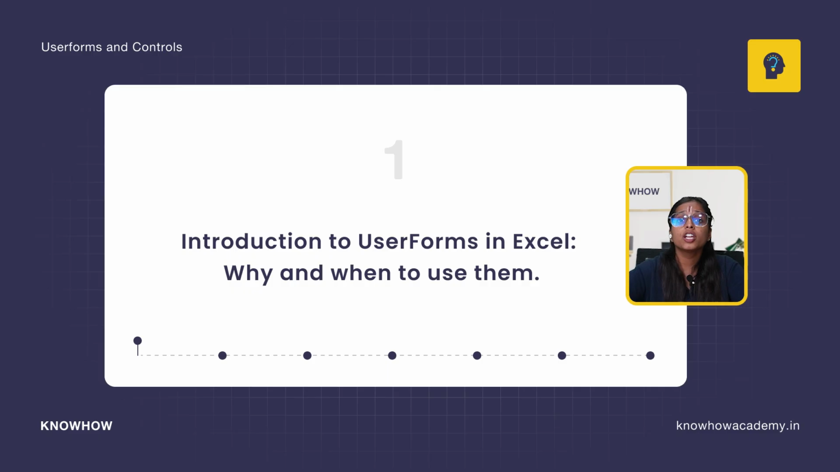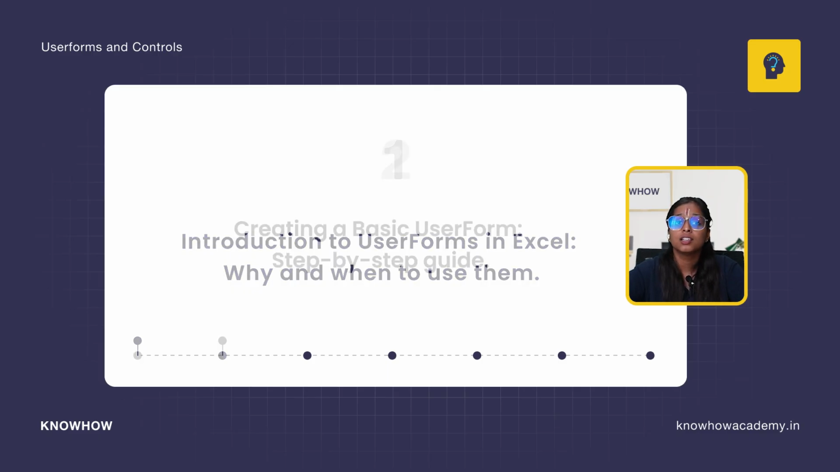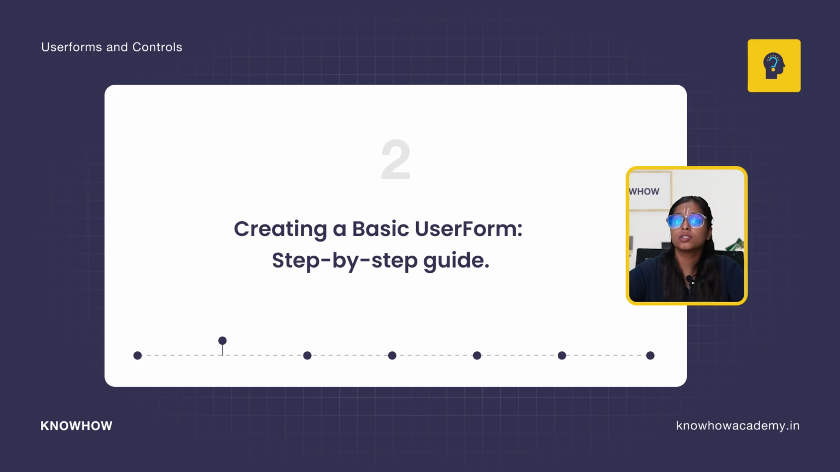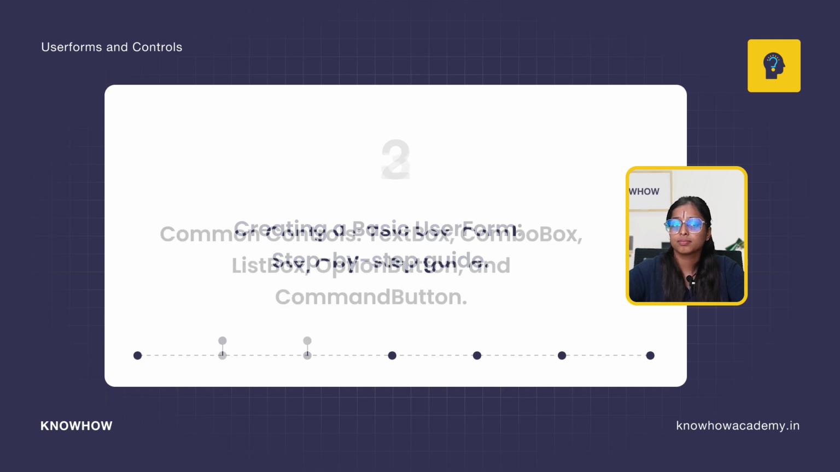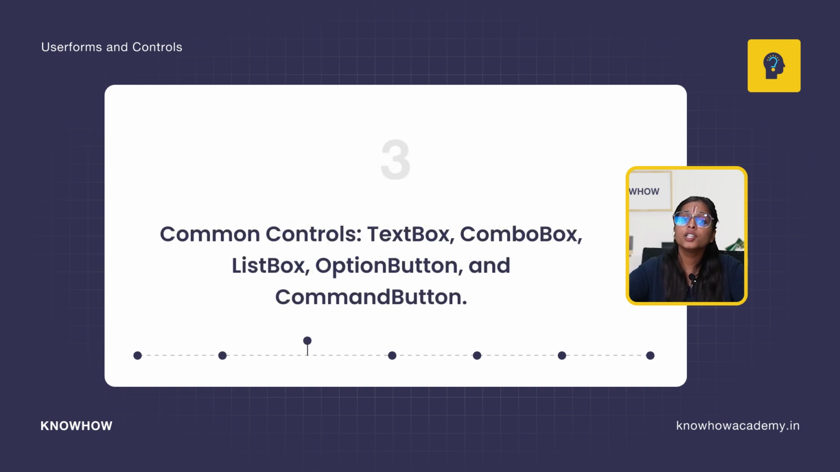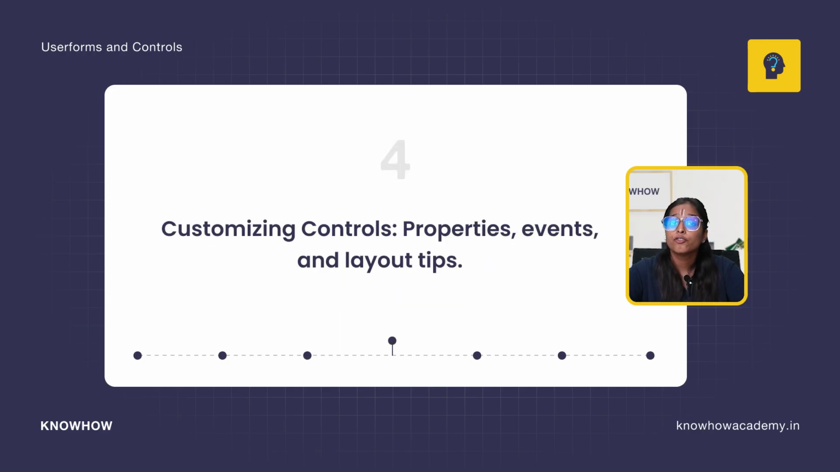Here's what we'll cover in this video. First, introduction to user forms in Excel: why and where to use them. Second, creating a basic user interface. I'll be guiding you step by step so that you can create a basic user form. Third, we'll look into some common controls like text box, combo box, list box, and so on. Fourth, we'll customize our controls, their properties, events, and layout tips.